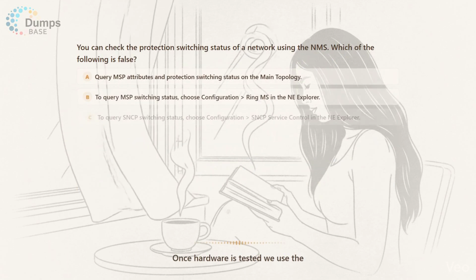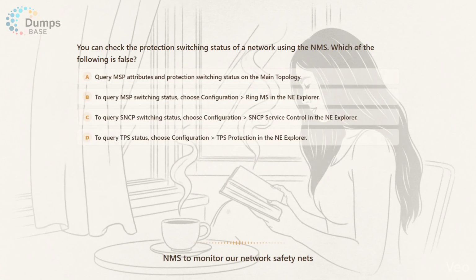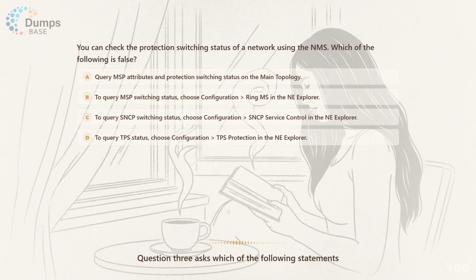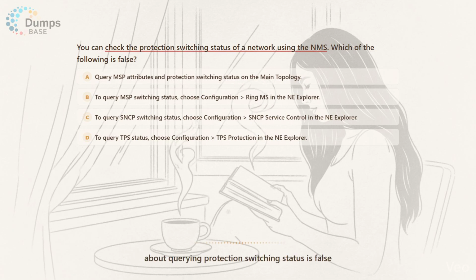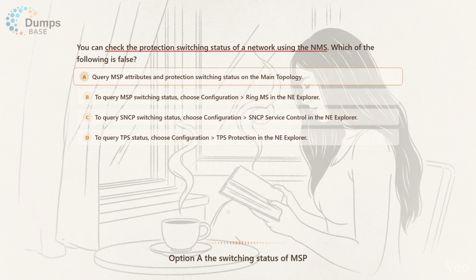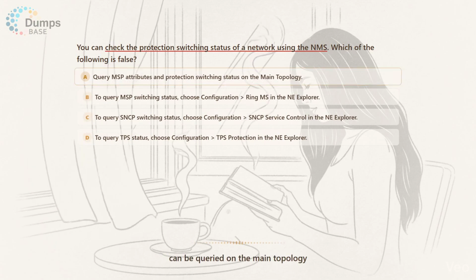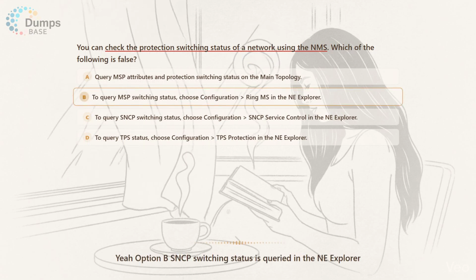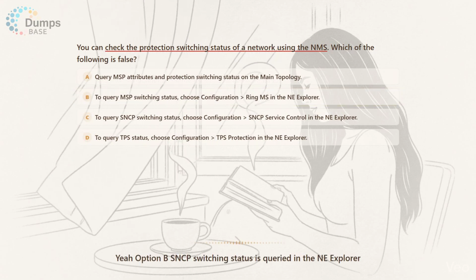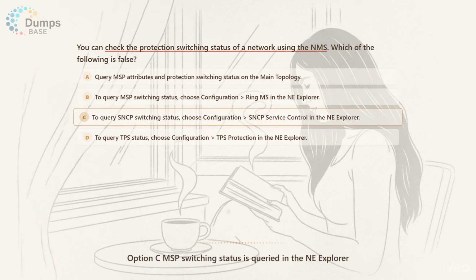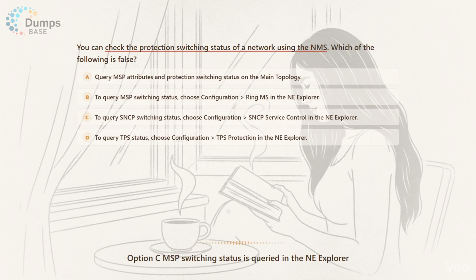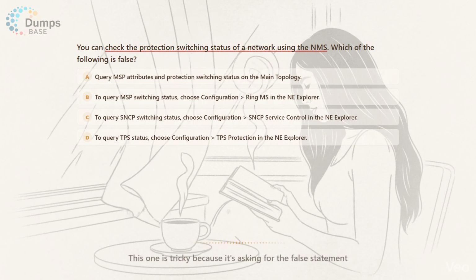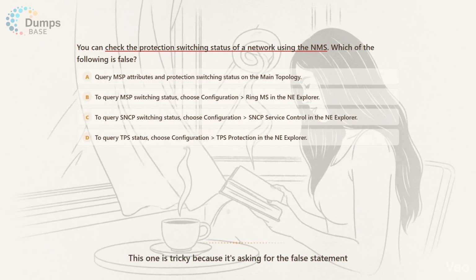Moving to question 3. Once hardware is tested, we use the NMS to monitor our network safety nets. Question 3 asks, which of the following statements about querying protection switching status is false? Option A, the switching status of MSP can be queried on the main topology. Pay attention to that one. Yeah. Option B, SNCP switching status is queried in the NE Explorer. Option C, MSP switching status is queried in the NE Explorer. And option D, TPS switching status is queried in the NE Explorer. This one is tricky because it's asking for the false statement.